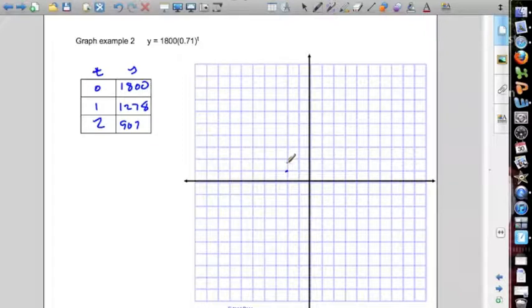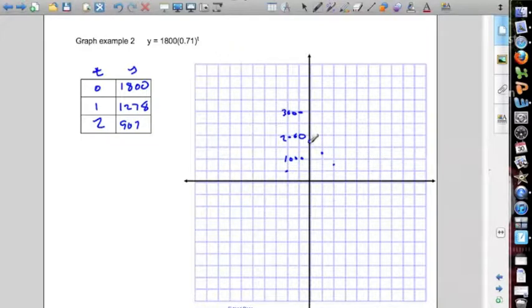And so this is 500, so this is 1,000, 2,000, 3,000. At 0, it's at 1,800. So it's up in this area here. At 1, it's at 1,278, so not quite. Remember, I'm going by 500s there, and so as I go there, this is going to be right in this area. And when 2 is at 907, so it's a little below here, right in this area.